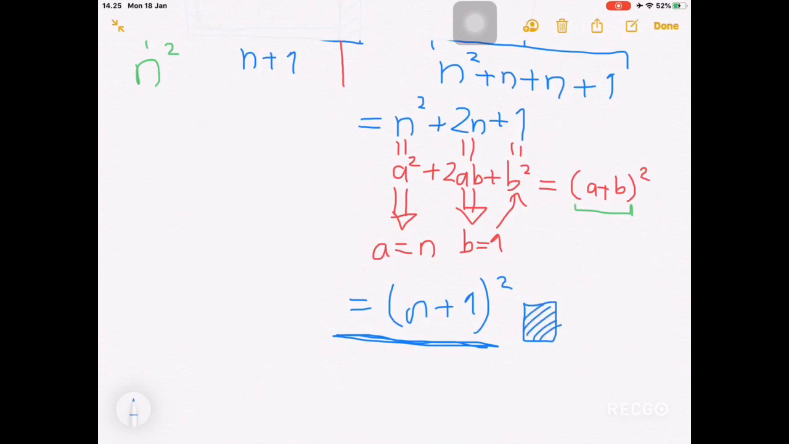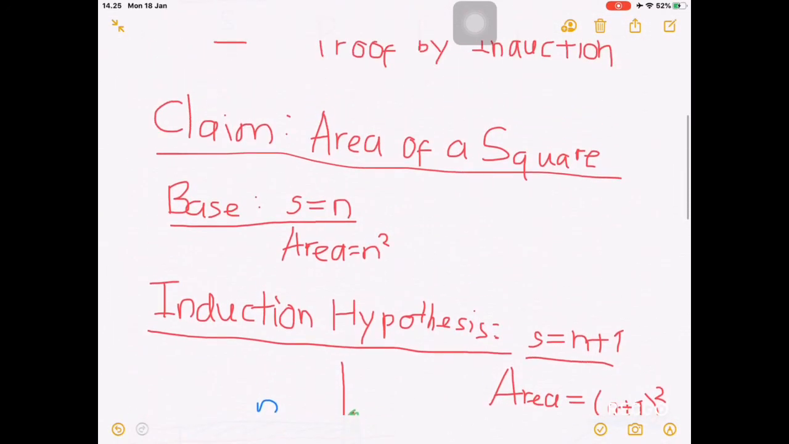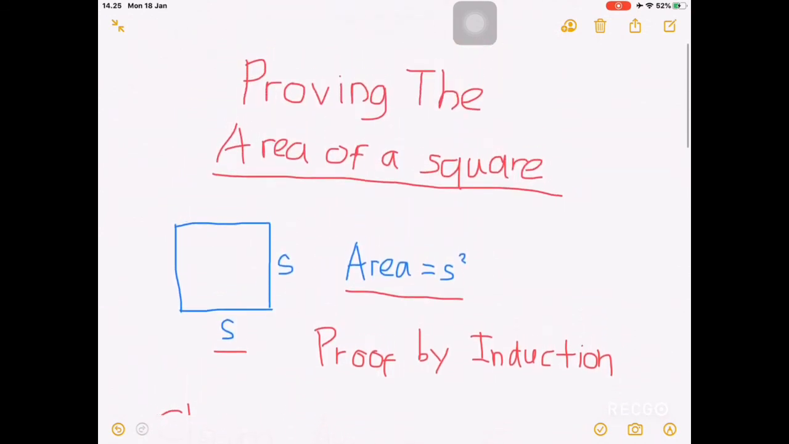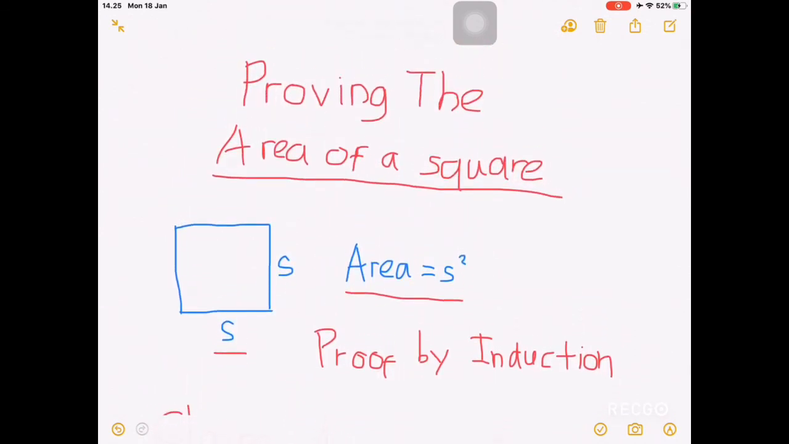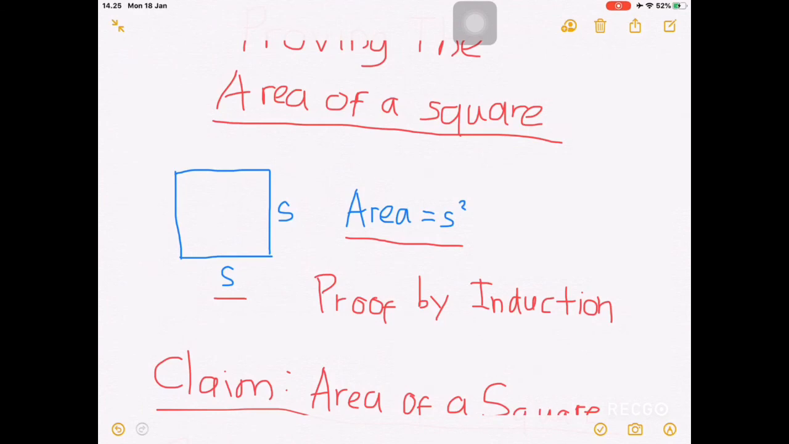I would probably do another one next video about this type of stuff, about proof by induction, because if I just do one video, it won't make very clear sense. So that's it for today, I guess, and hopefully you enjoyed this short video.